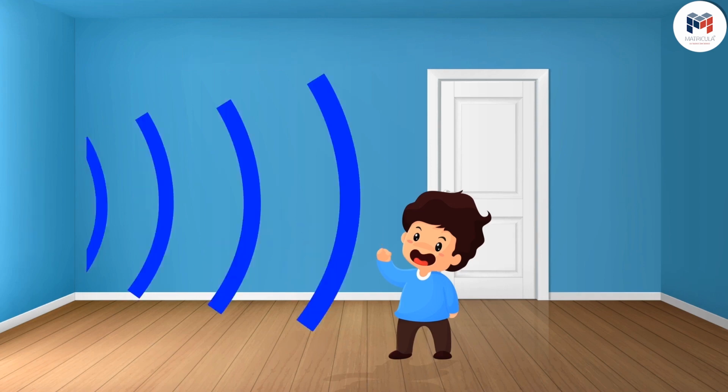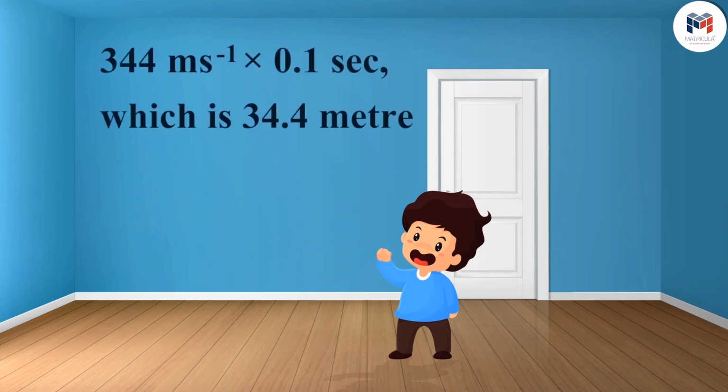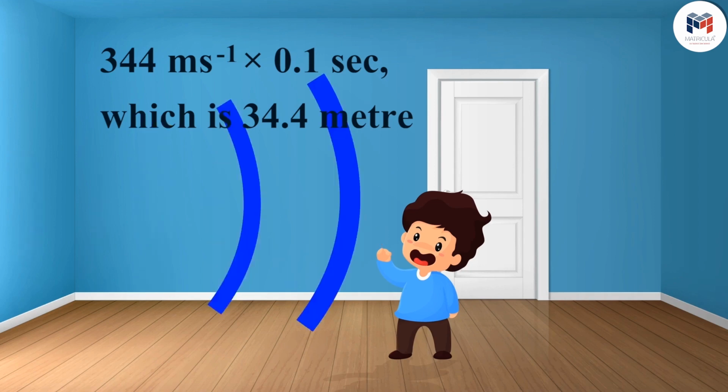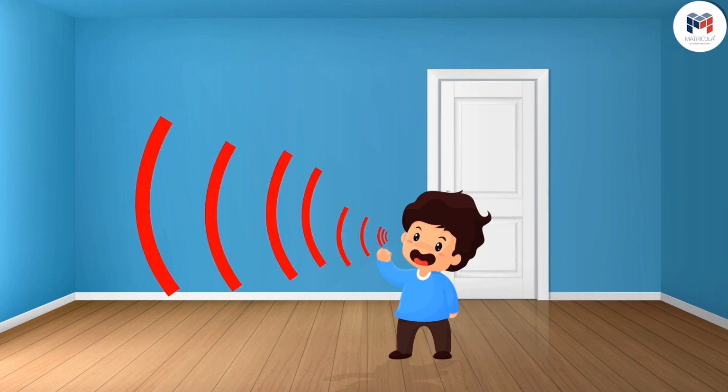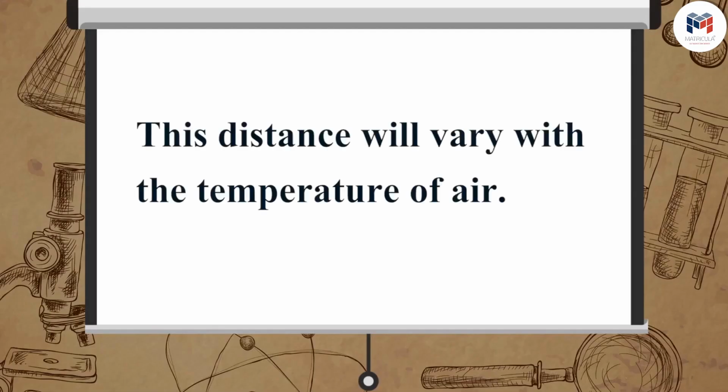So, the distance travelled by the sound from its source to the reflecting surface and back to the listener should be at least 344 meters per second multiplied by 0.1 second, which is 34.4 meters. So, to receive a distinct echo, the minimum distance between the source of sound to that of the reflected surface should be at least half of this distance, that is 17.2 meters. This distance will vary with the temperature of air.